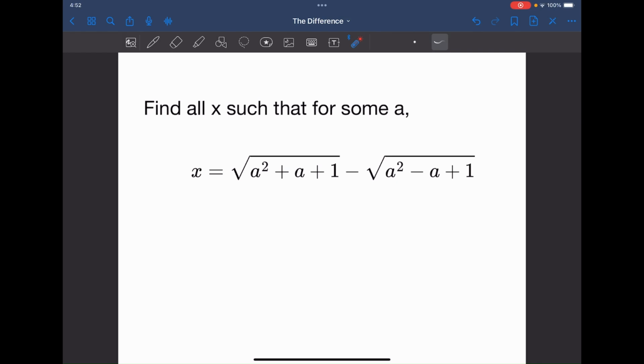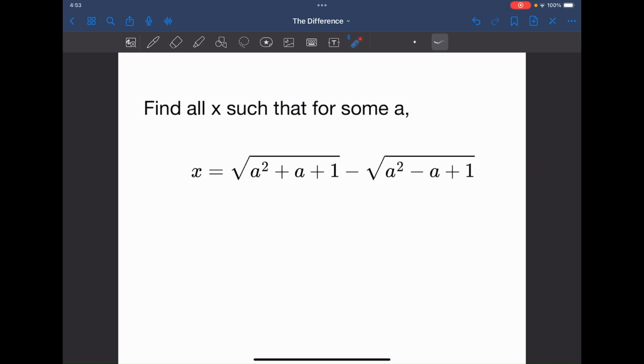In this video, I'm going to talk about another equation. I'm looking for real numbers x so that they are representable in this format. That basically means for some real number a, I can write x equal to root of a squared plus a plus 1 minus root of a squared minus a plus 1.